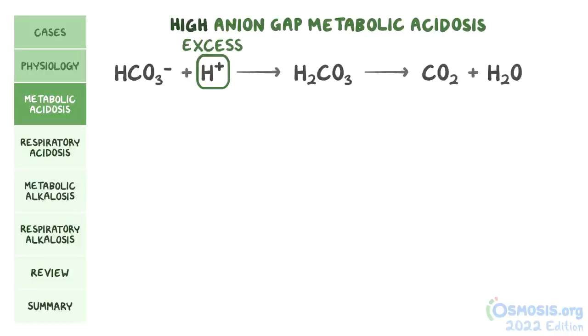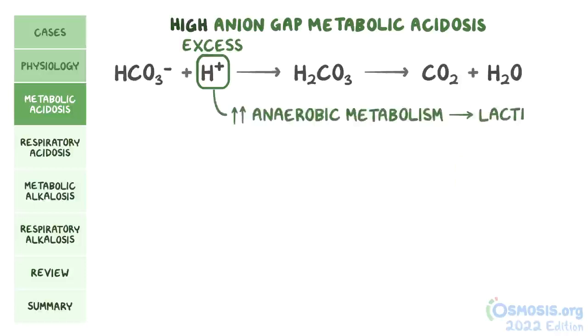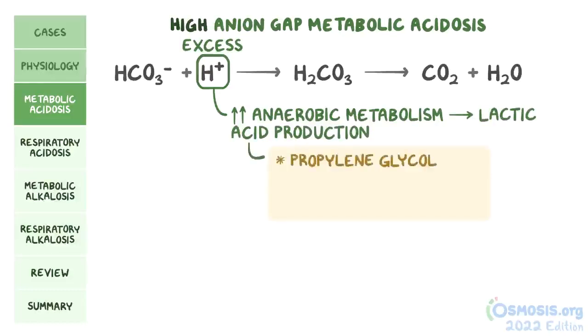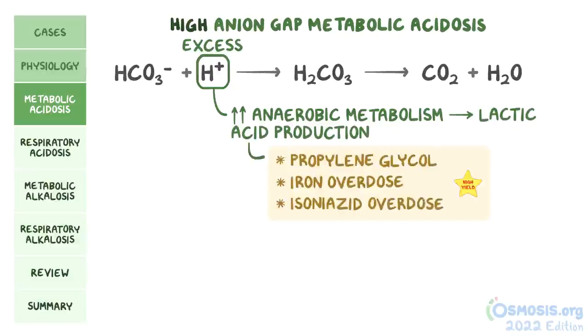Finally, there are certain substances that can lead to metabolic acidosis by promoting anaerobic metabolism and, in turn, lactic acid production. These are propylene glycol, iron overdose, and isoniazid overdose, which you have to know for your exams.